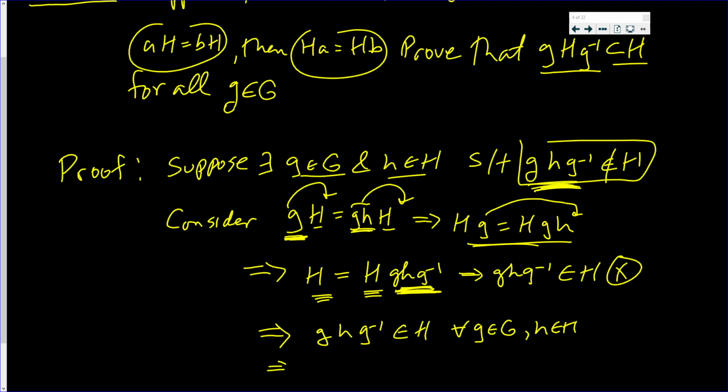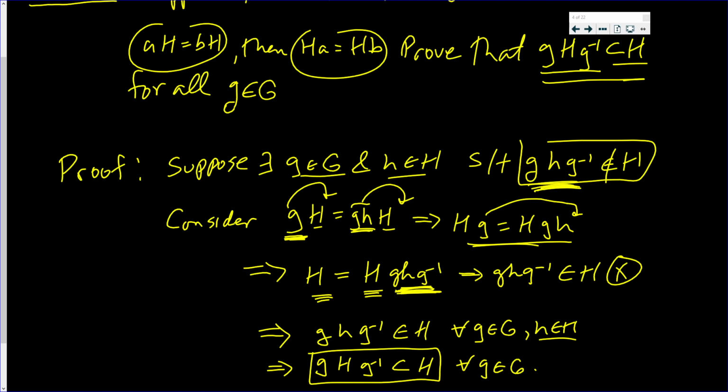That's enough. Or you can say that gHg inverse is a subset of H. And that's it for all g. There's no reason to say for all little h in H, because this statement doesn't have any little h's. Okay, that completes this proof.